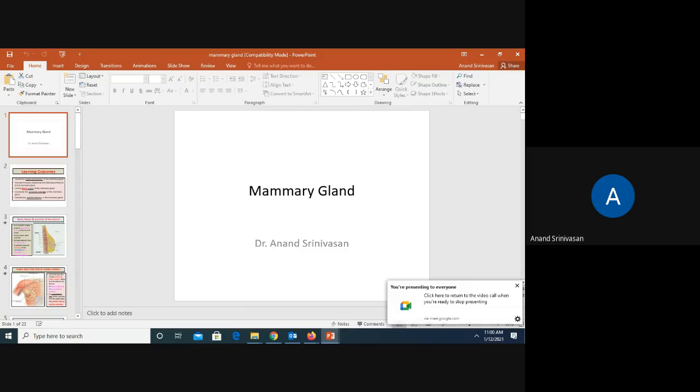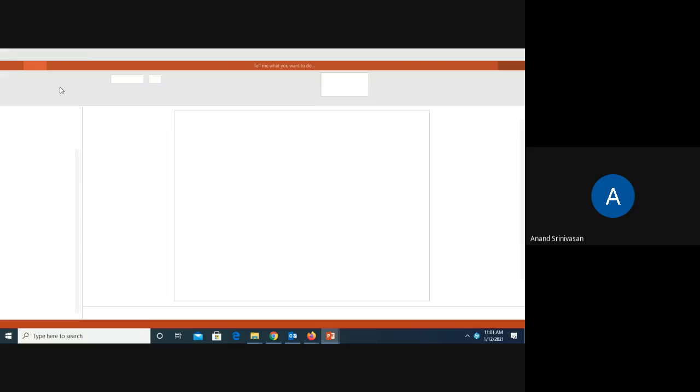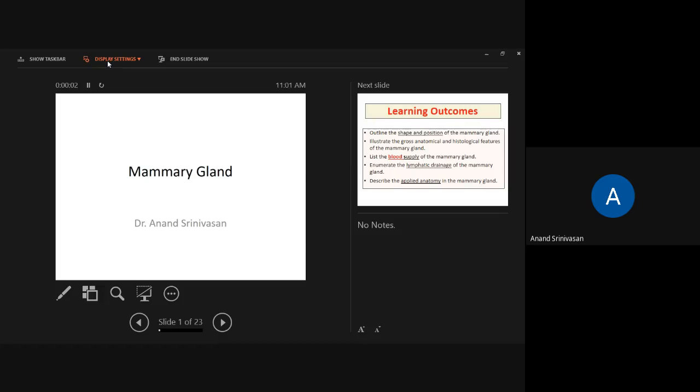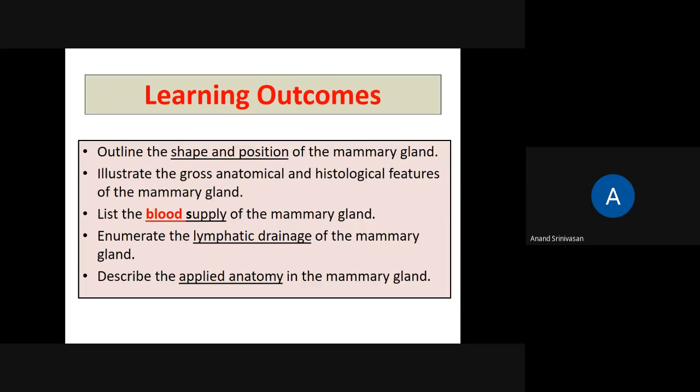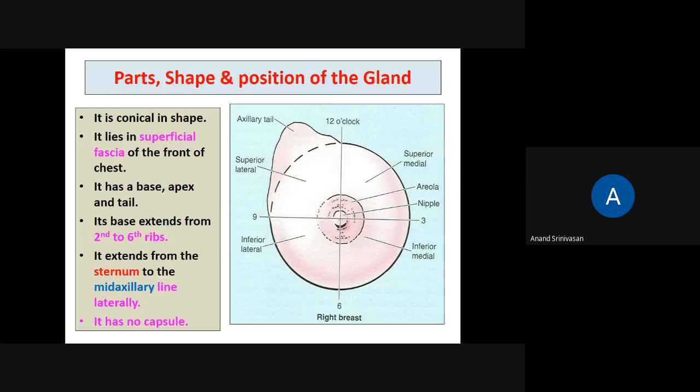So good morning, everyone. Once again, today's session will be about the breast, also referred to as the mammary gland. These will be your outcomes. You'll be learning about the shape, the position, the gross anatomical and histological features, the blood supply, lymphatic drainage, and some of the clinical relevance with reference to the mammary gland.